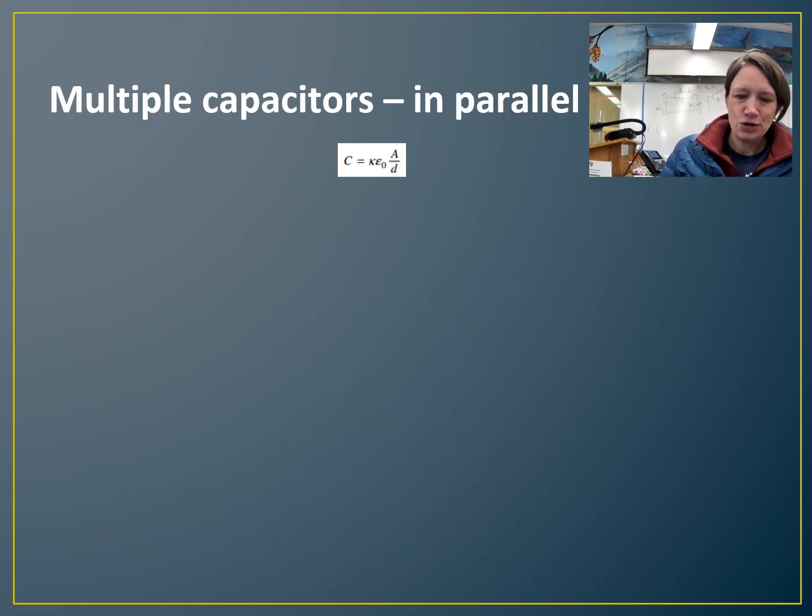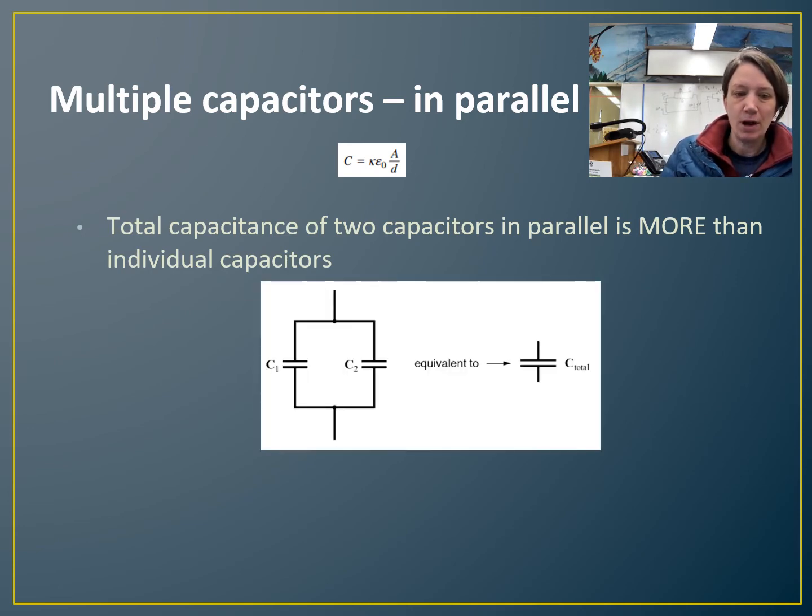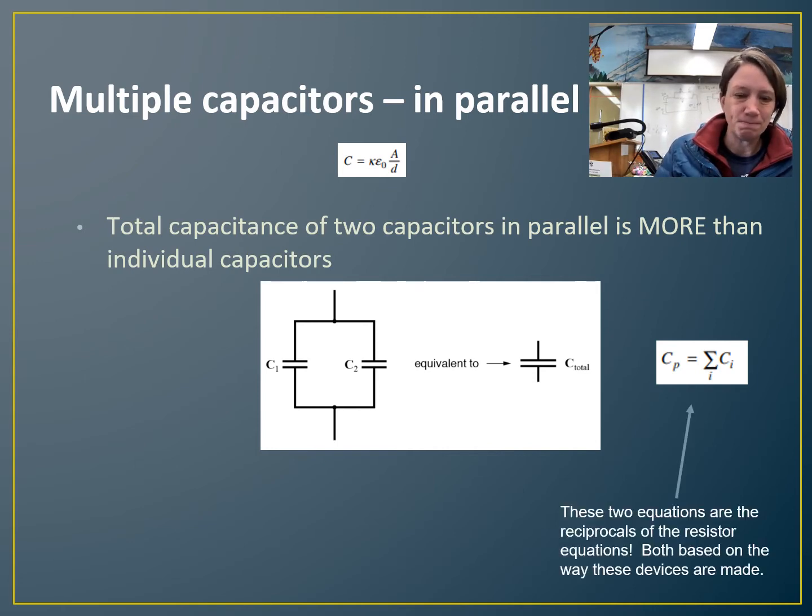What about connecting two capacitors in parallel? Connecting two capacitors in parallel provides a larger amount of total capacitance than the individual capacitors, because what you've essentially done is increased the plate size. You've provided more space for those electrons to spread out. So the equation for calculating capacitance in parallel is just to add up all the capacitors individually. C1 plus C2 plus C3 is going to give you your total capacitance in parallel.